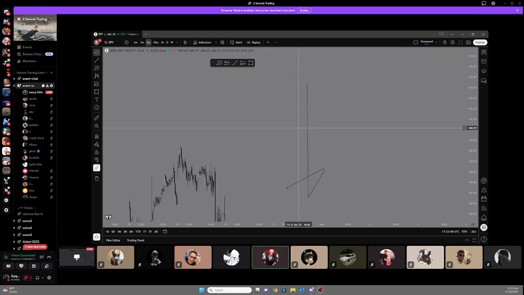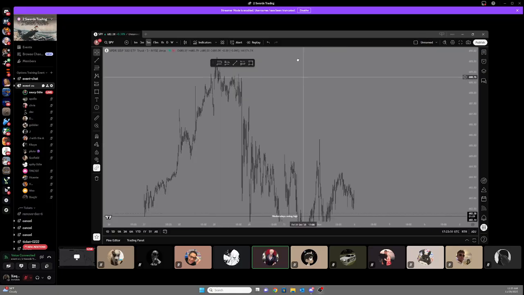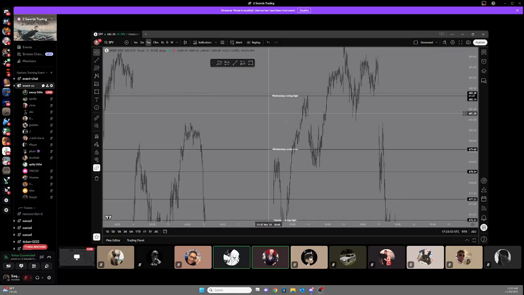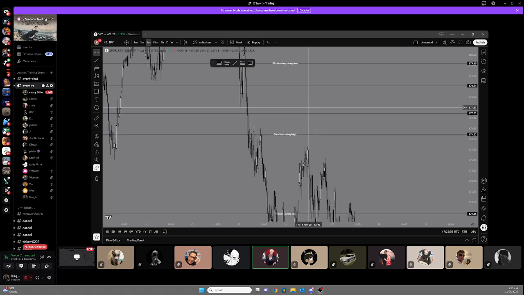So I could take this back months and months, but in order for price to continue to move higher, it has to sweep some sort of higher or lower important level to reclaim it.